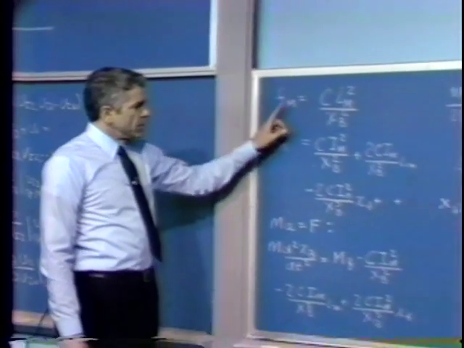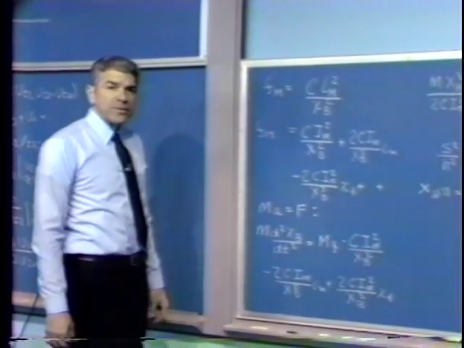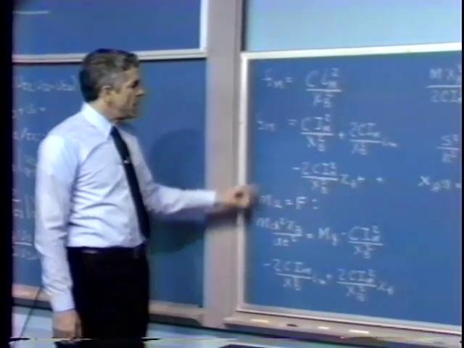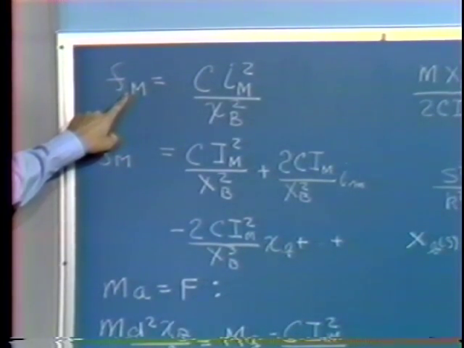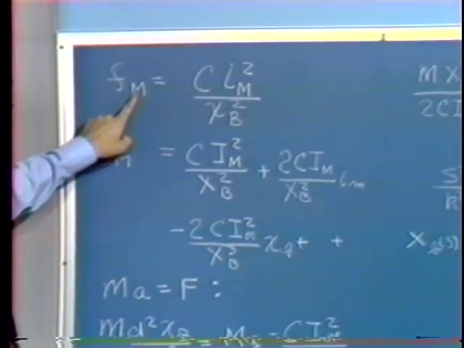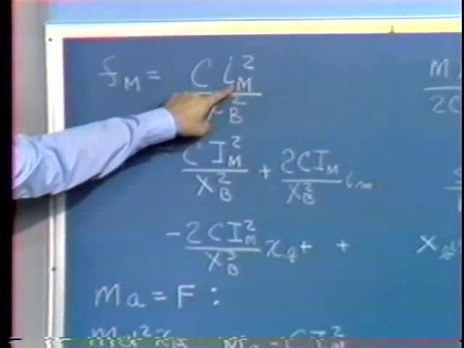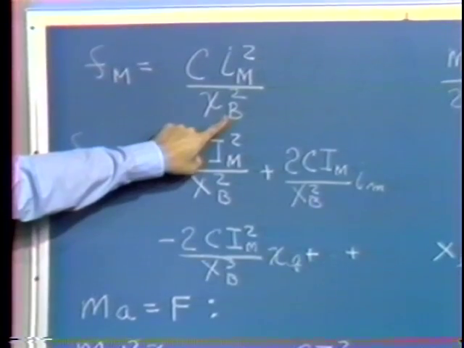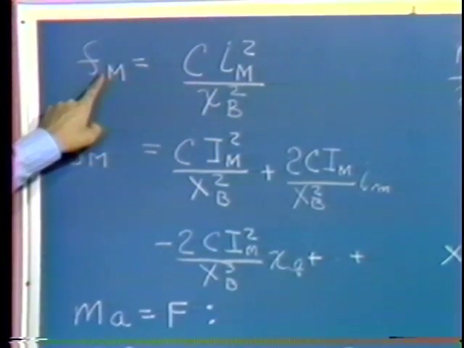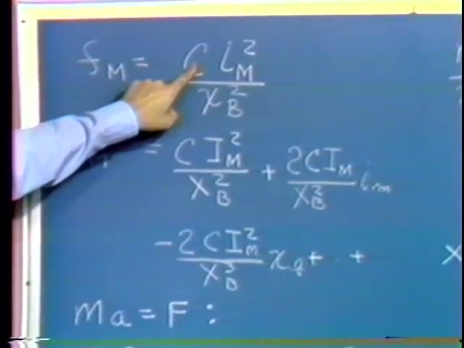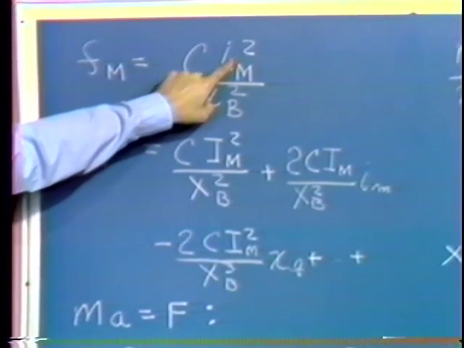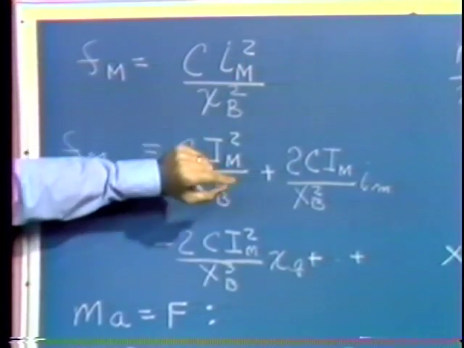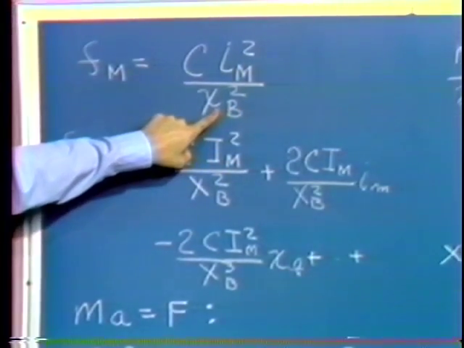It can be shown that for certain choices of reference position, we can describe the relationship between the magnetic force in the upward direction on the ball and the two variables of interest, the magnet current and the ball position, as follows. The magnetic force on the ball is some constant C that depends on system geometry and parameters, times the square of the magnet current divided by the square of the ball position.